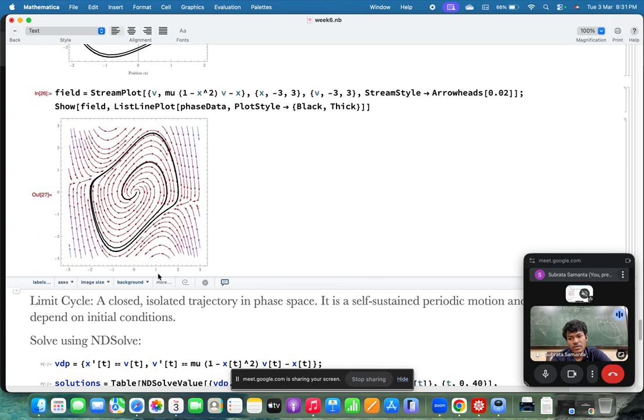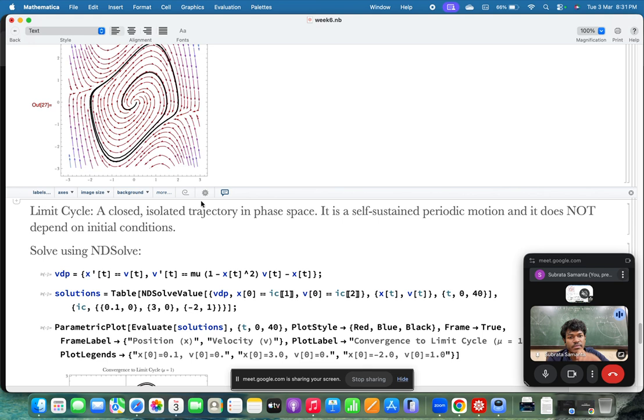So this is a limit cycle, a closed isolated trajectory in phase space. It is a closed isolated trajectory, a contour, in phase space. It is a self-sustained periodic motion, and this does not depend on initial conditions, right.